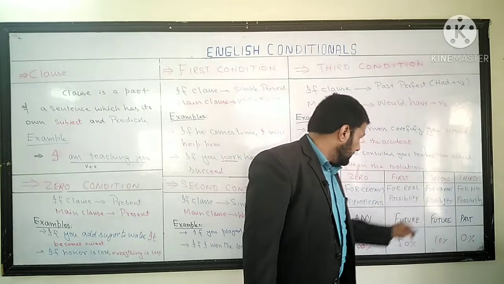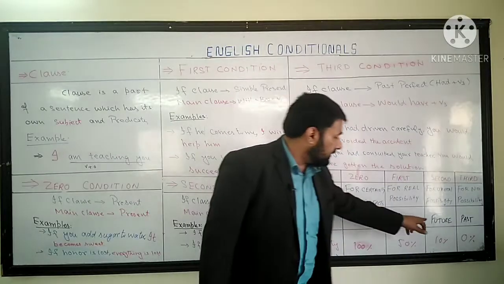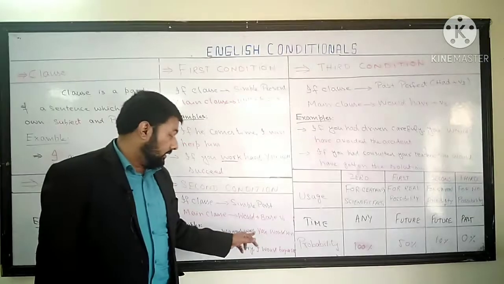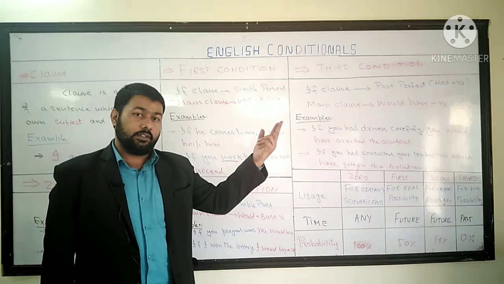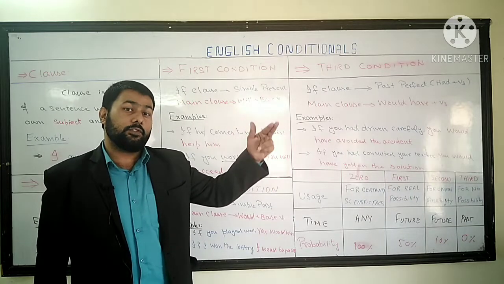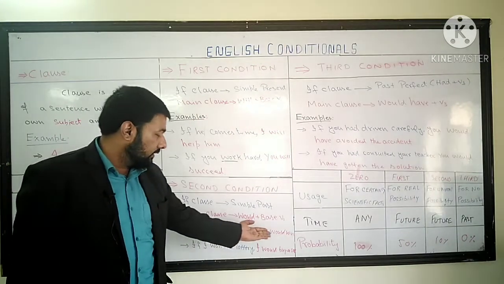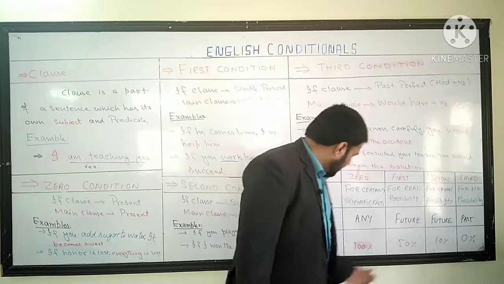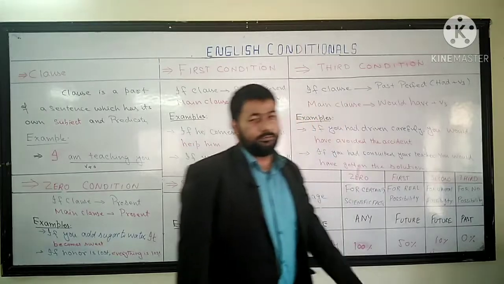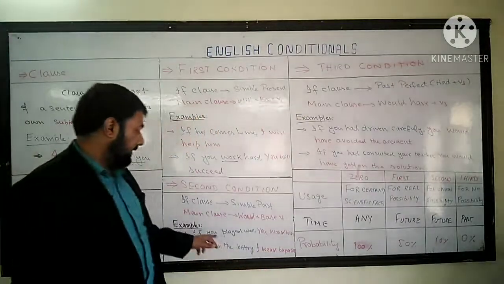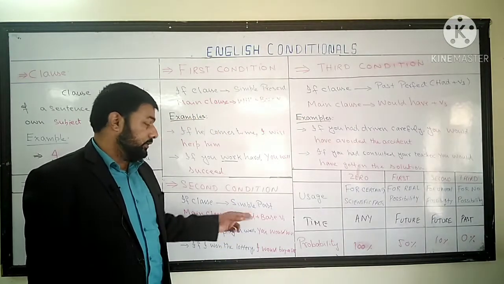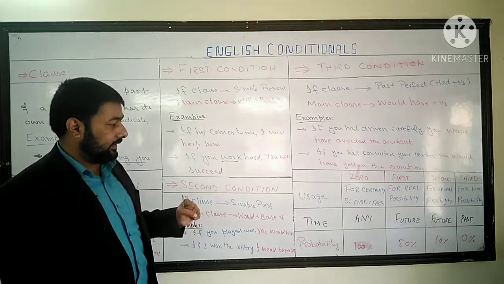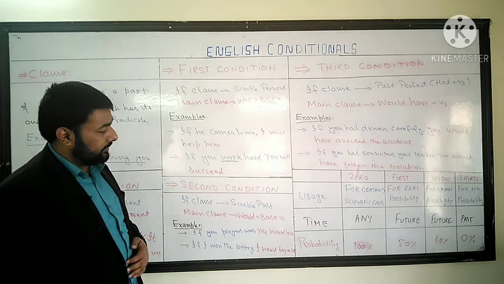Now, the second condition also has future time in it. Remember, if you played well, you would win. This was something to happen in the future or the past, so we have used would in this sentence. The probability ratio is 10%, quite minute. If you played well, you would win. There was a probability, but a very minute one. So we can say that it has 10% of probability in it.